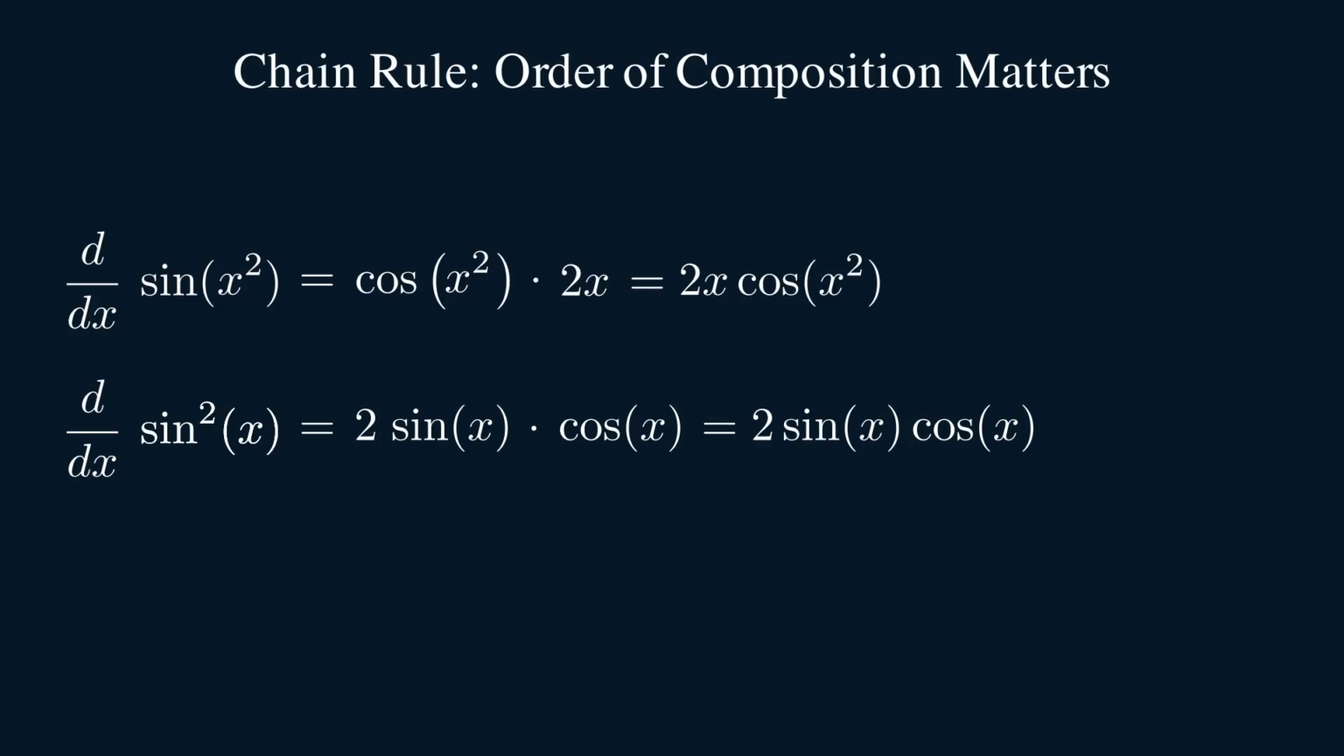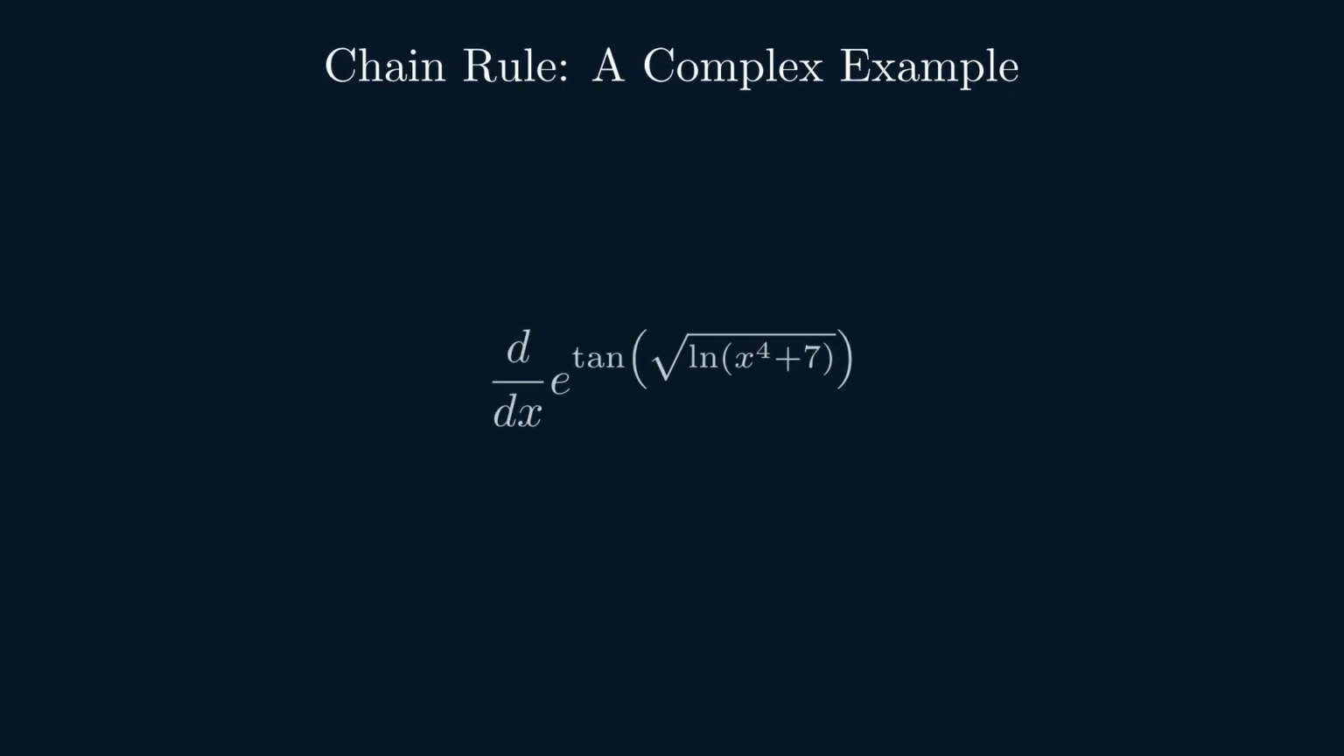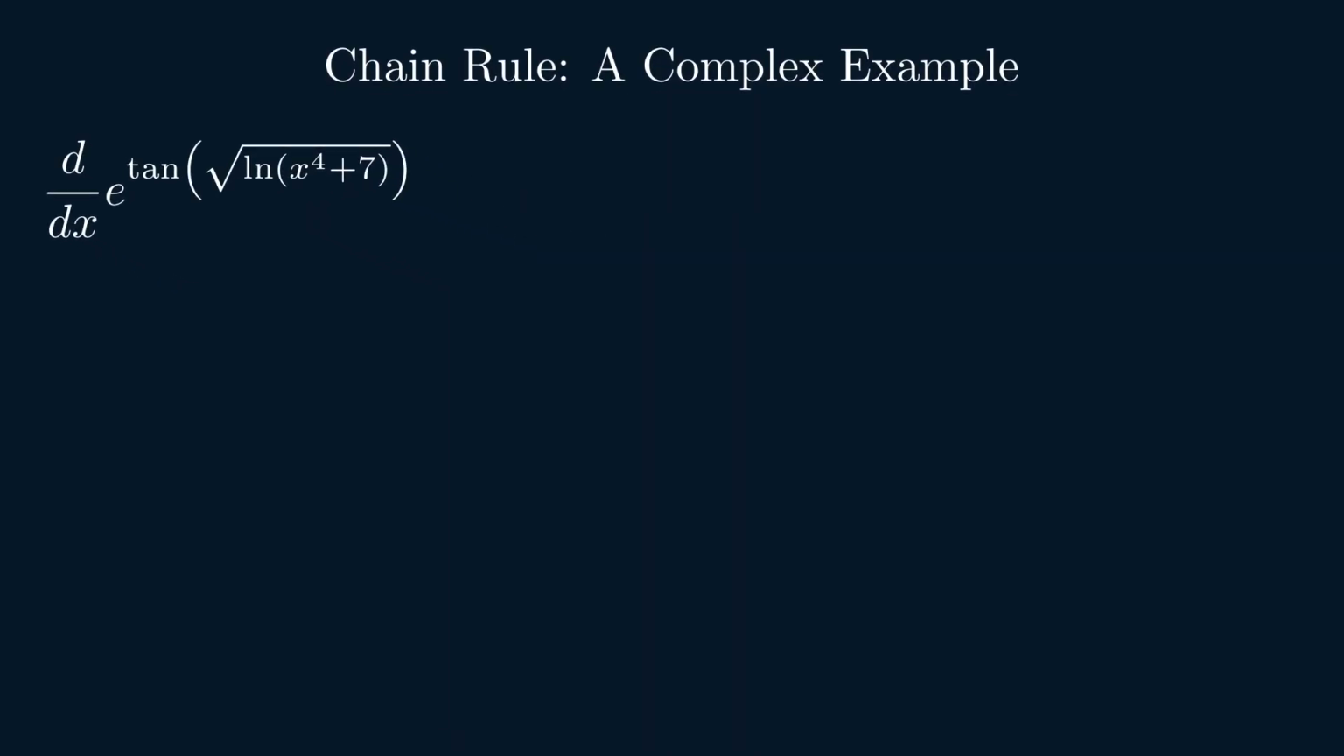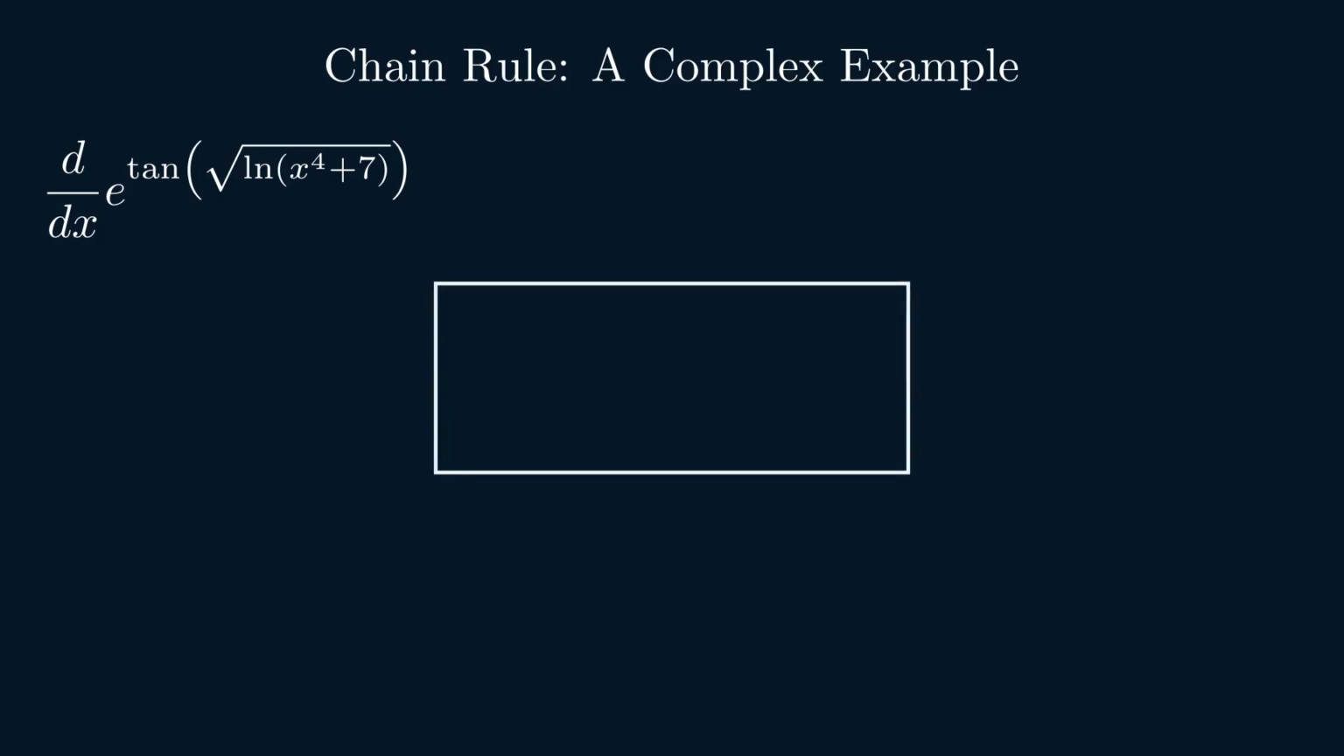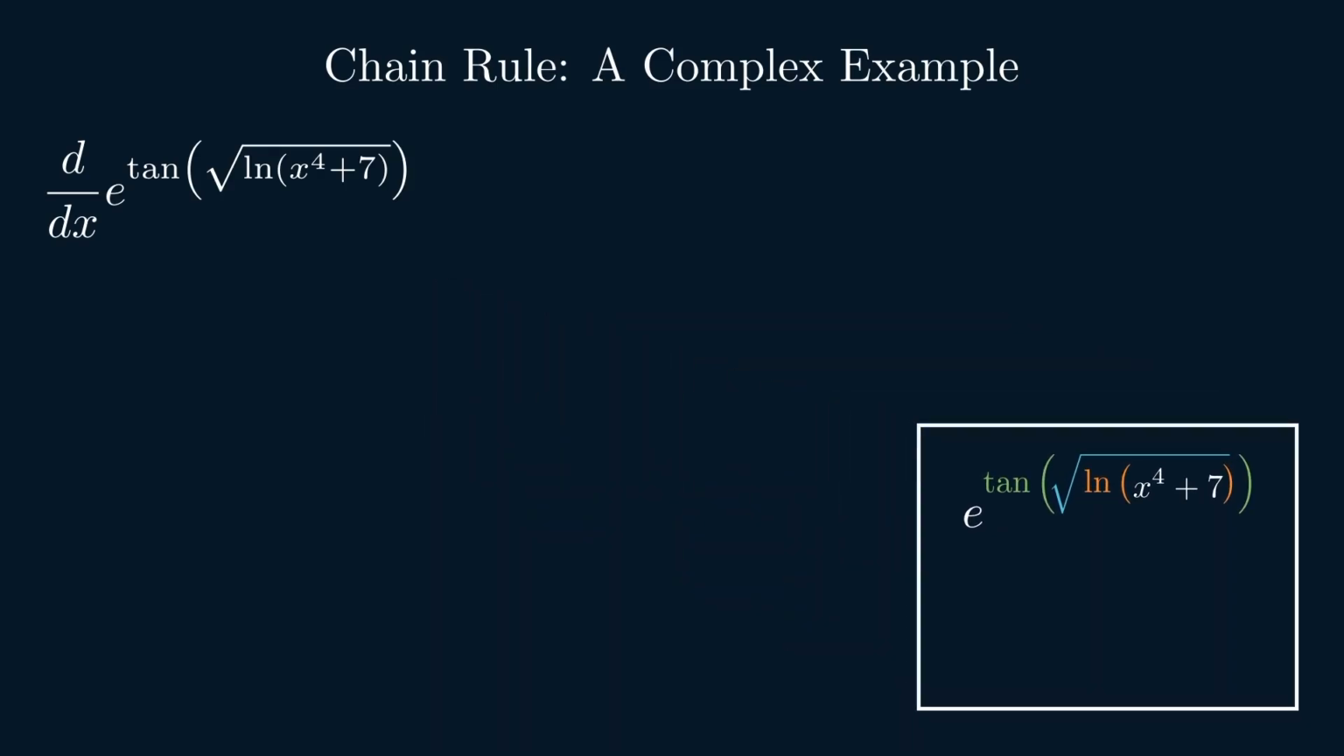Now, let's discuss the derivative of a more complex function created by composing several simpler functions. It is the composition of polynomial, logarithmic, square root, tangent, and exponential functions. We apply the chain rule to differentiate this composite function, starting with the outermost function and proceeding inward. Note that at each step, the derivative of a function is evaluated at its corresponding input.